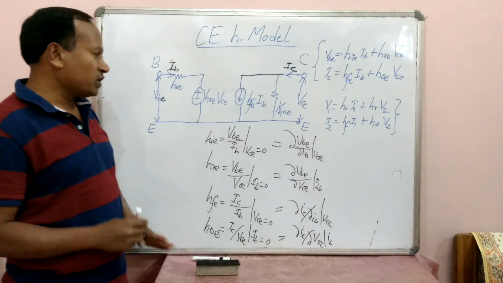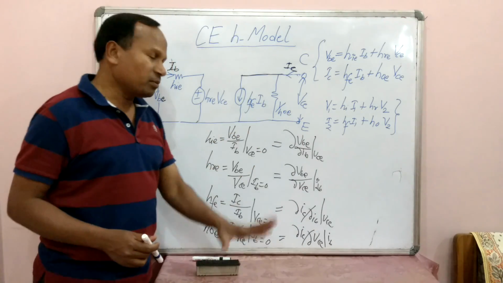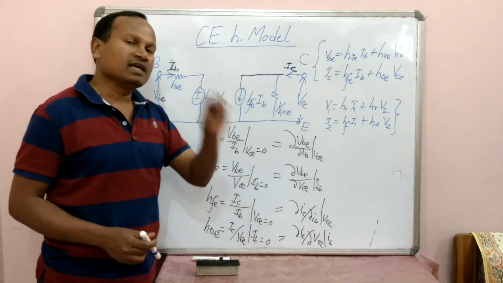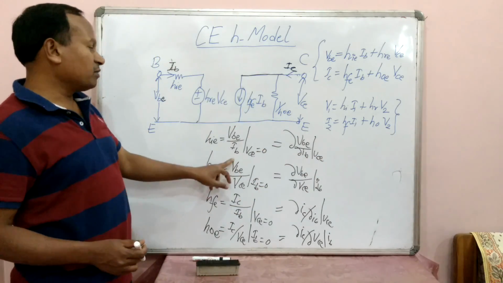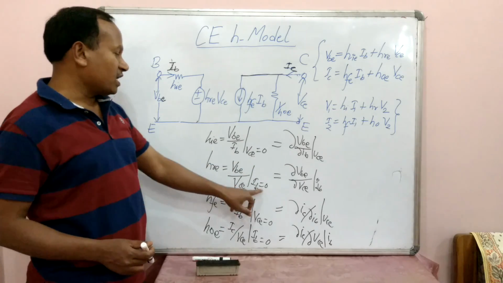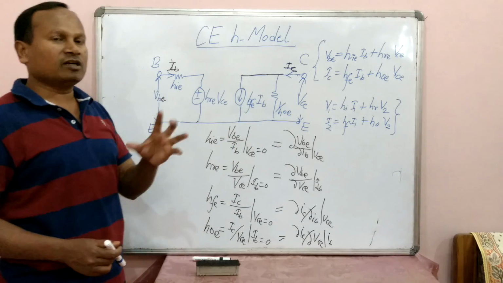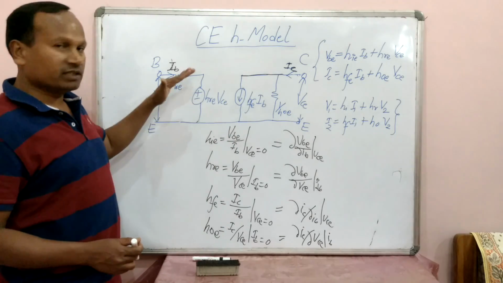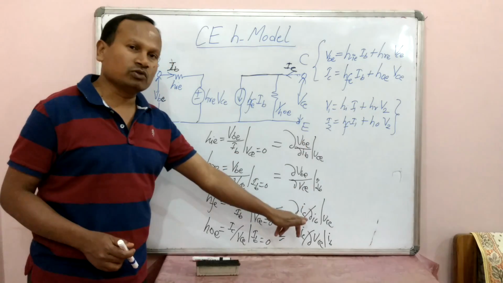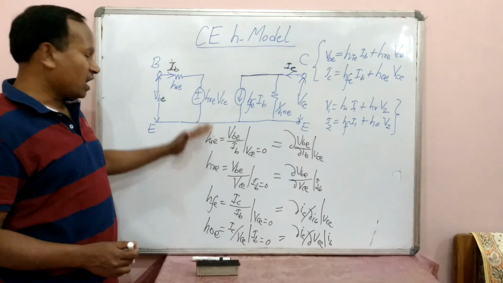Whenever, dear students, there are small letters, we have to understand that delta VB divided by delta IB keeping VCE constant is the same as VB divided by IB with VCE equal to 0. Similarly, VB divided by VCE with IB equal to 0. If you read the standard book of analog electronics authored by Millman and Halkias, you will find that these smaller case letters are used for defining hybrid parameters.